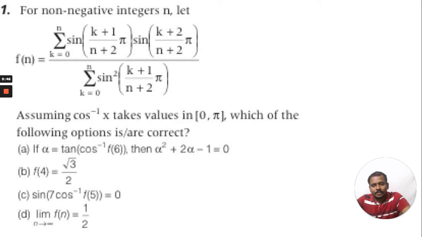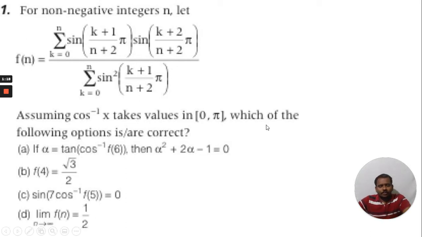So the given options are: option A is, if alpha is equal to tan of cos inverse f of 6, then alpha squared plus 2 alpha minus 1 equals 0. Option B is f of 4 is equal to root 3 by 2. Option C is sin of 7 cos inverse f of 5 is equal to 0. And option D is limit n tends to infinity f of n is equal to 1 by 2.